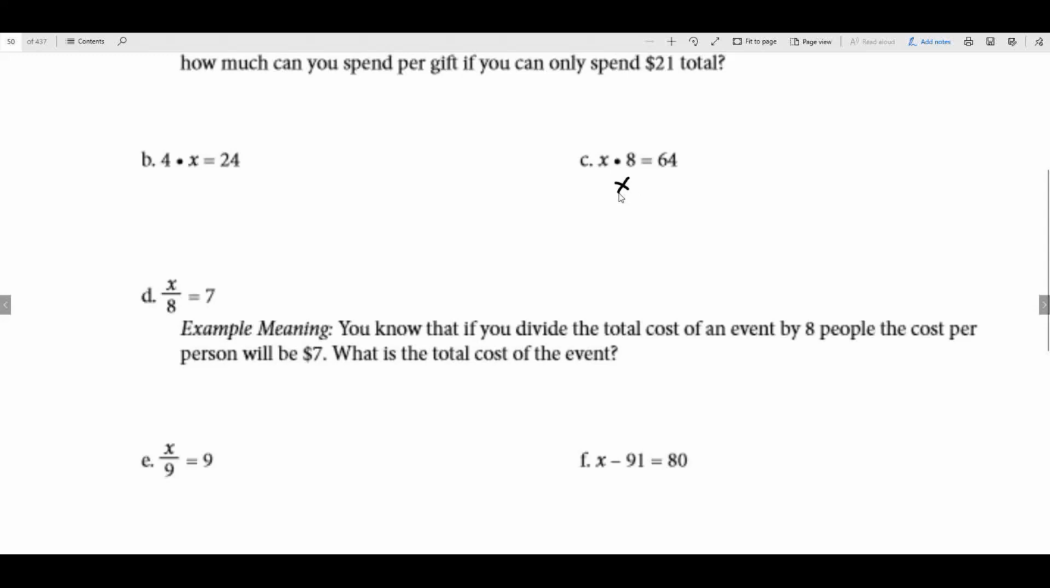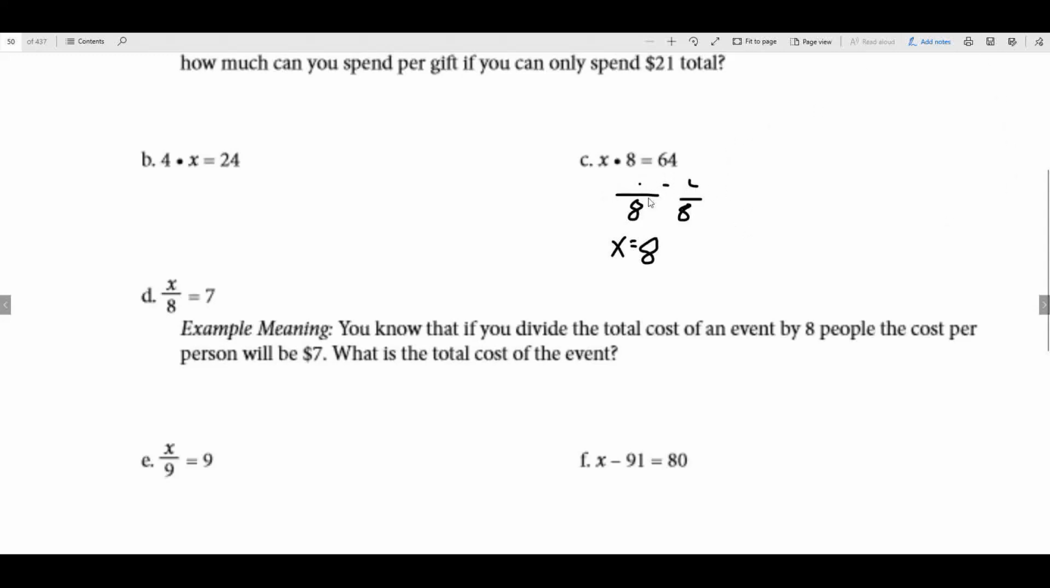There we go. Okay, so we're going to rewrite the problem. x times 8 equals 64. This is multiplication, so we're going to divide both sides by 8, canceling this out. So we're left with x by itself. 64 divided by 8 is 8. There you are.